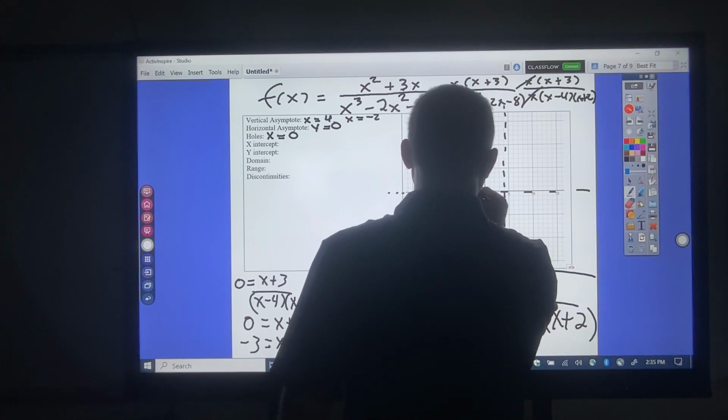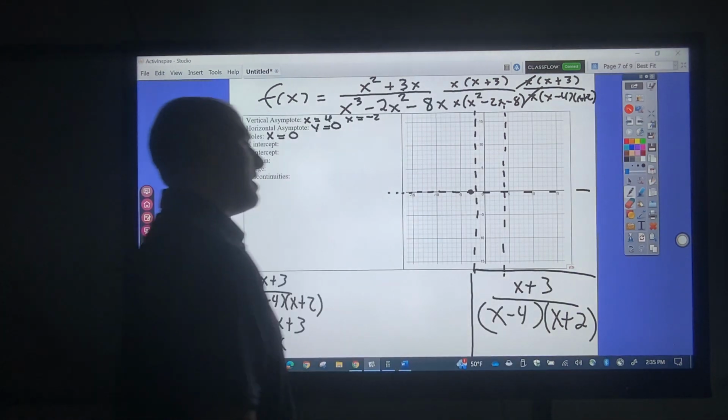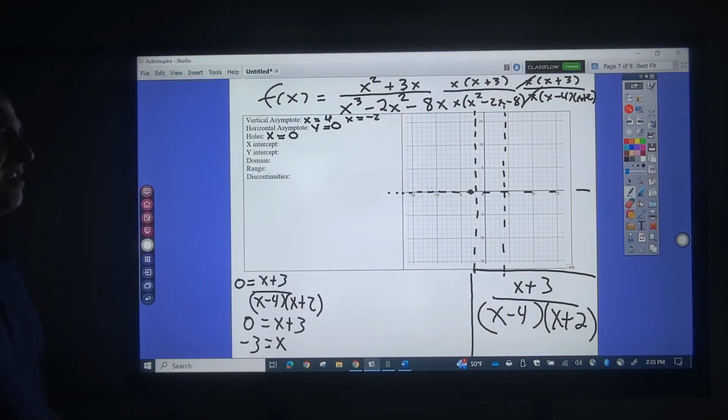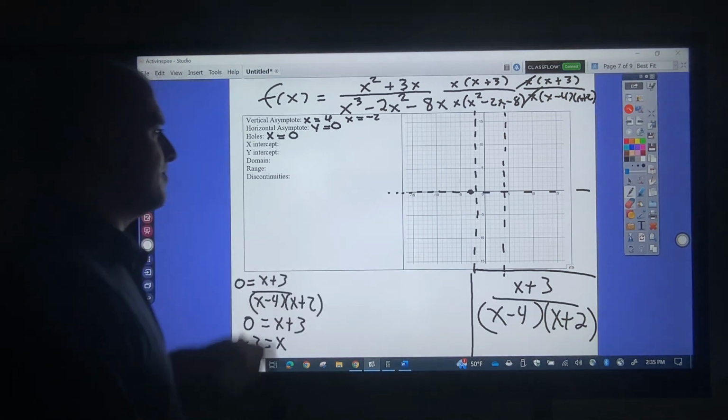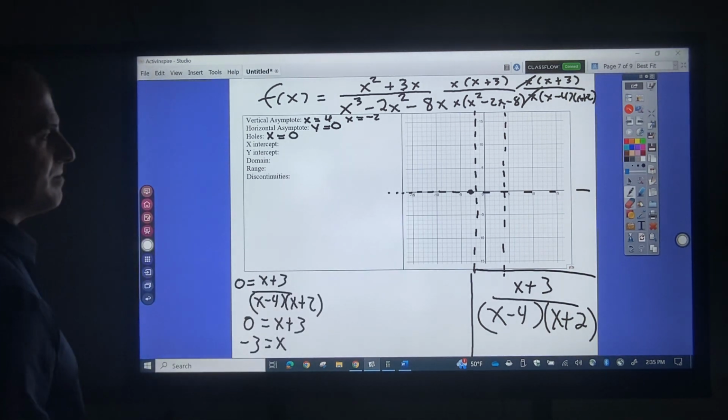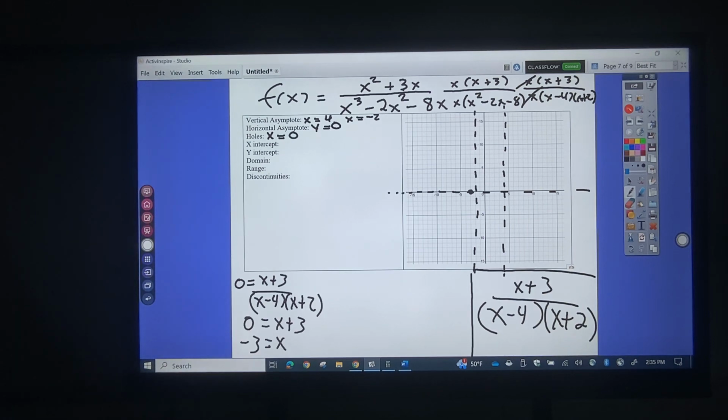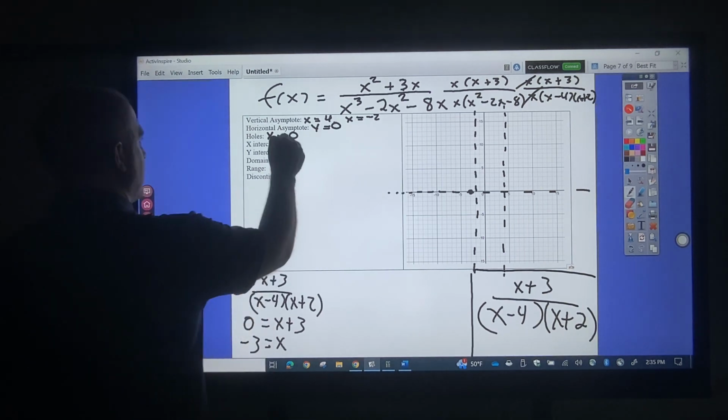Now someone would say, Mr. Evans, the horizontal asymptote, it can't cross that. It actually can. It's just going to approach that value, and I'm going to get into how that works in a second. Okay, so that's x equals negative 3.